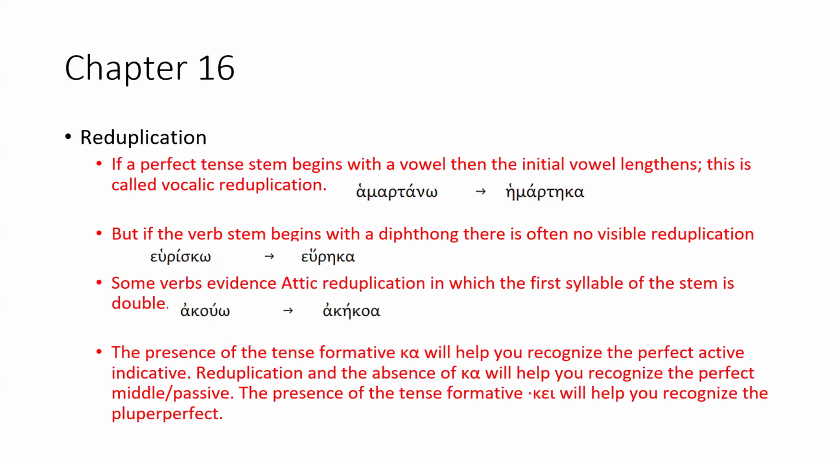And reduplication in the absence of ka is going to help you recognize the perfect middle and perfect passive. And then the tense formative k is going to help you recognize the pluperfect. This makes it so that you don't have to memorize the pluperfect paradigm.